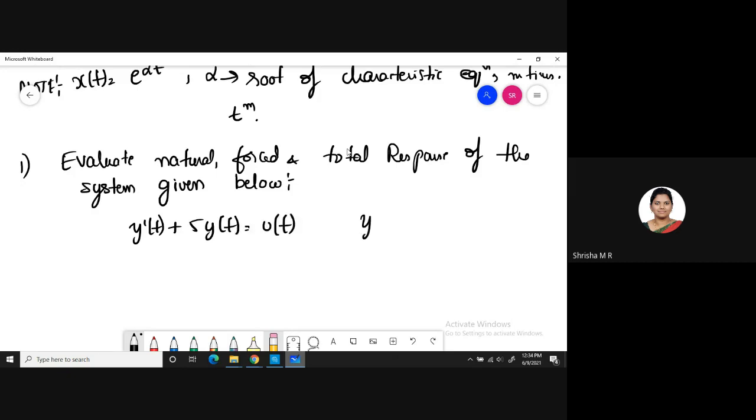They are giving you initial conditions. Y of 0 is equal to 2. This is the given question. So you have to find the natural response, forced response, and total response. Total response is an addition of natural response and forced response. Natural response will depend upon the roots of the characteristic equation. Then forced response is natural response plus particular response. Particular response will depend on the input. Depending on the input, you will get different particular responses. And at the last, to get a total response, add these two.